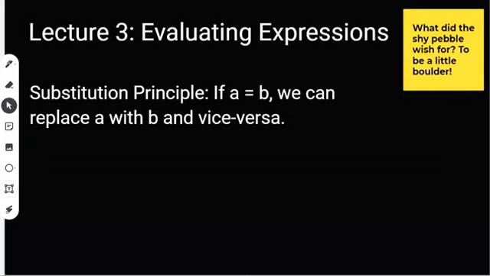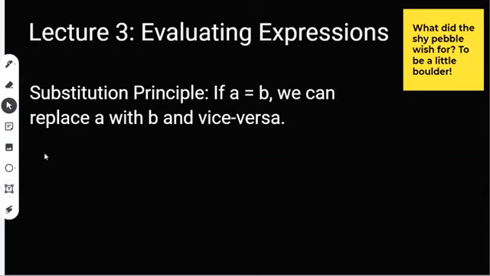So I wanted to start off with the substitution principle because this is very important in math. If you have two things that are equal, like A and B, let's say if A equals B, then that means that A is the same thing as B and B is the same thing as A. So if A equals B, we can replace A with B and vice versa. So we can replace A with B, and if we have B, we can replace that with A.